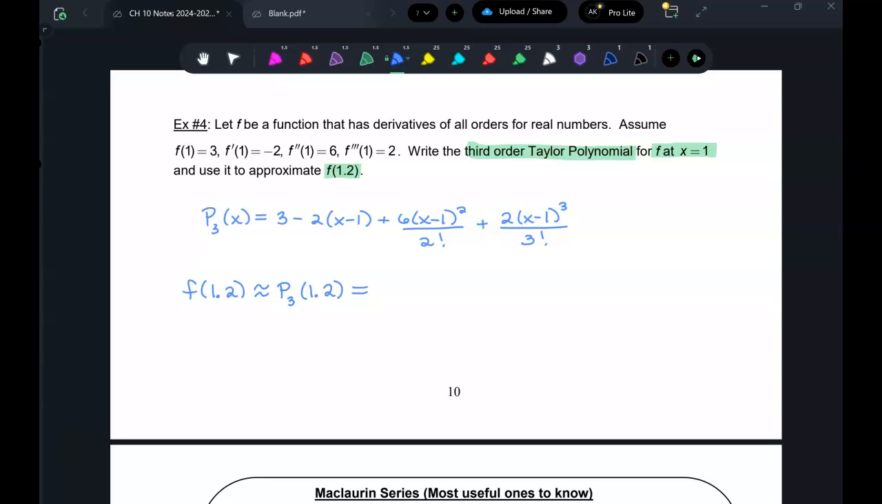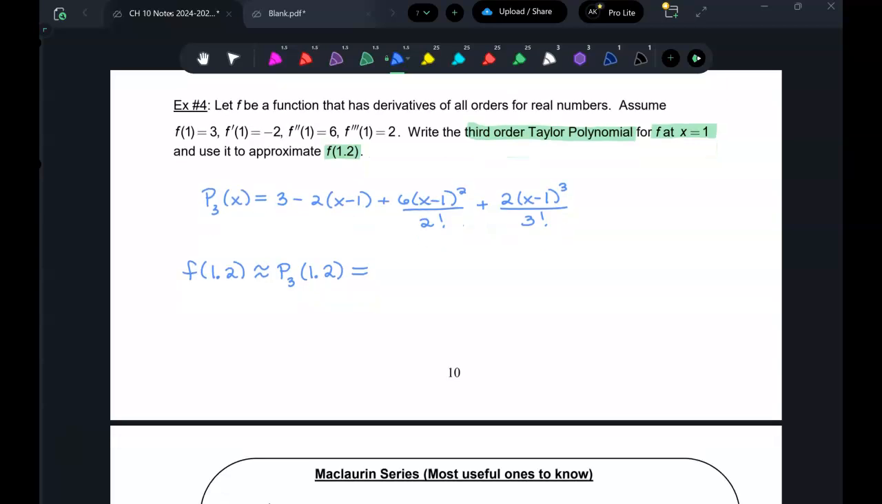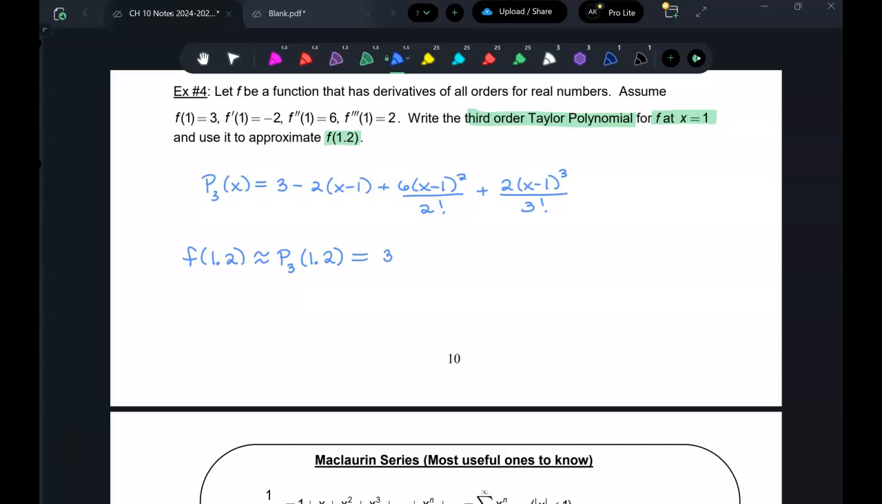We'll see how close the approximation is. I know you plugged it into your calculator, but we'll be able to see how close this is. So it's going to be 3 minus 2 times 0.2 plus 6 times 0.2 squared over 2. You do not have to do this on your calculator, by the way. And there should be a term over 6, 3 factorial.